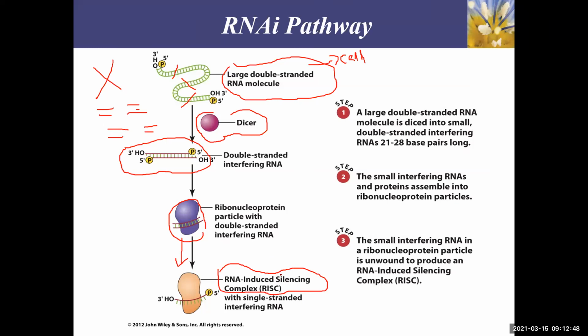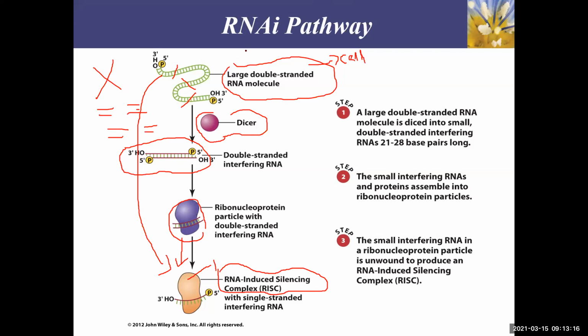RISC is the RNA-induced silencing complex. What does that mean? That means it is a protein. The brown thing which you see is a protein. And here, what you see is a single-stranded microRNA or single-stranded siRNA, which I basically got from this double-stranded RNA. Are we okay till now?